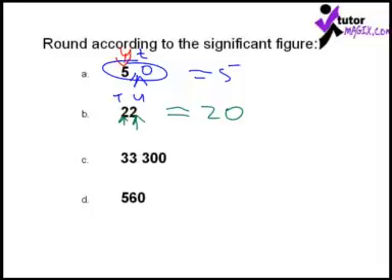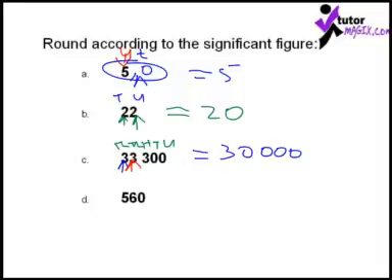Question number C, we've got units, tens, hundreds, thousands and 10,000s. So we will be rounding to the most significant figure, which is the 3 right at the end, the 10,000 column, which means we will be looking at the thousands column. That number is smaller than 5, so the whole thing will just become 30,000. That number is rounded off to 30,000 then.